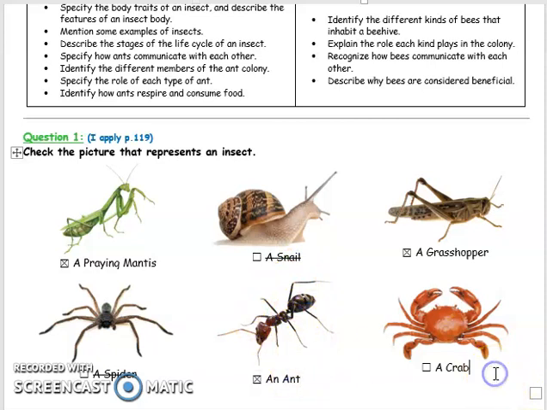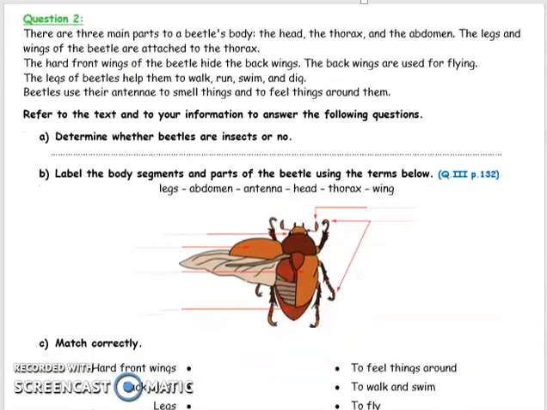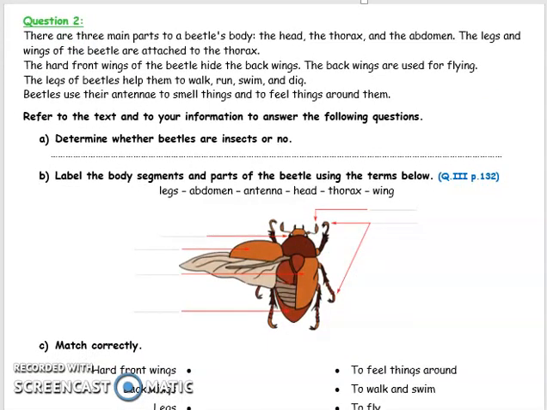In the last figure, you can see a crab. Look at the crab. Does it have a head, a thorax, and an abdomen? No, it doesn't. So the crab is not an insect. The praying mantis, the grasshopper, and the ant are all insects.